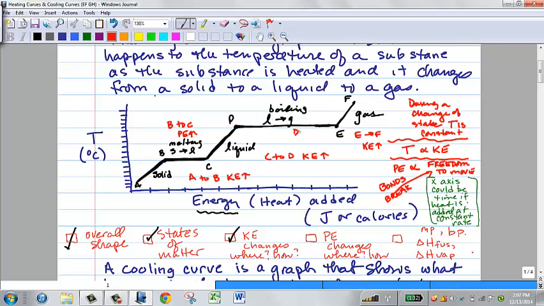And from point D to point E, the potential energy is going up there as well, because when liquid molecules go to gas, bonds are broken, and gas molecules have more freedom of motion. It's probably worth noting at this point that the molecules are gaining energy the whole time.